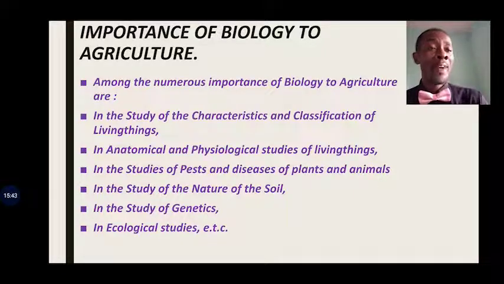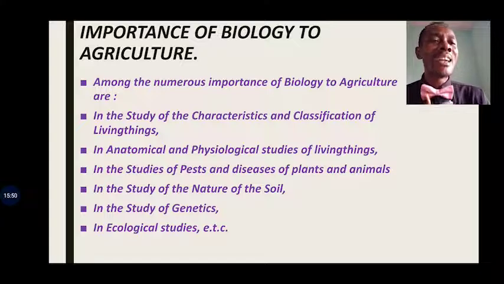Whether it is crop farm or animal farm, the study of the ecosystem has helped a great deal to know how to adapt in this regard. We will see in detail most of these things. But first and foremost, we start with the first area in which biology has affected agriculture, and that is the study of the characteristics and classification of living things.